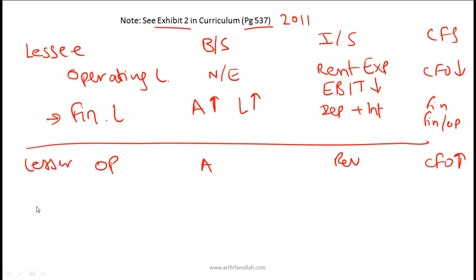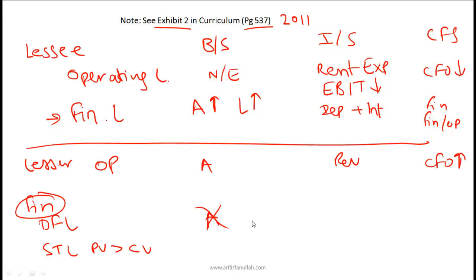If we treat this as a finance lease, then within finance lease, according to US GAAP, we can either have something called a direct finance lease or a sales type lease. With a direct finance lease, the present value of all the cash flows is equal to the carrying value, and with a sales type lease, the present value is greater than the carrying value. In these cases, under finance lease, the asset is essentially being sold, so the asset is removed from the balance sheet and we recognize a lease receivable.